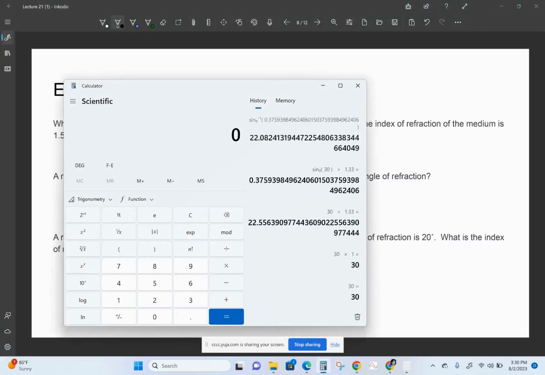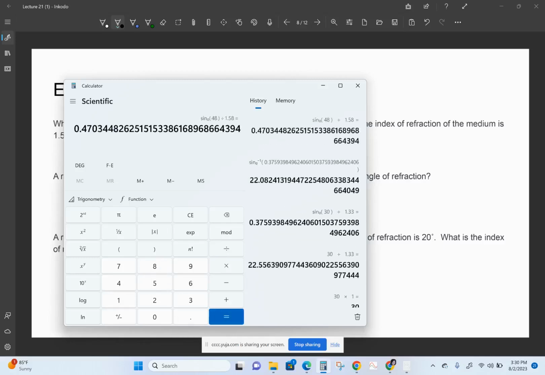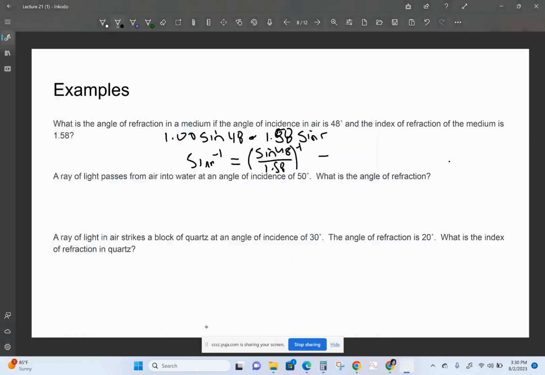All right. So we want to take sine of 48 times 1 divided by 1.58, which gives us a decimal. And now we're going to take the inverse sine of that, and that's 28.1. So the angle will be 28.1 degrees. So if I wanted to sketch that, I'd go from 1.00 to 1.58. I draw in my normal, and I show this as being 48 degrees, and then this as being 28.1 degrees.